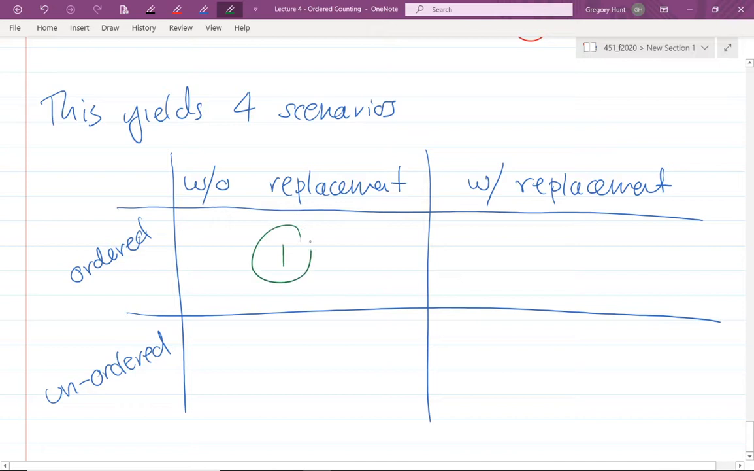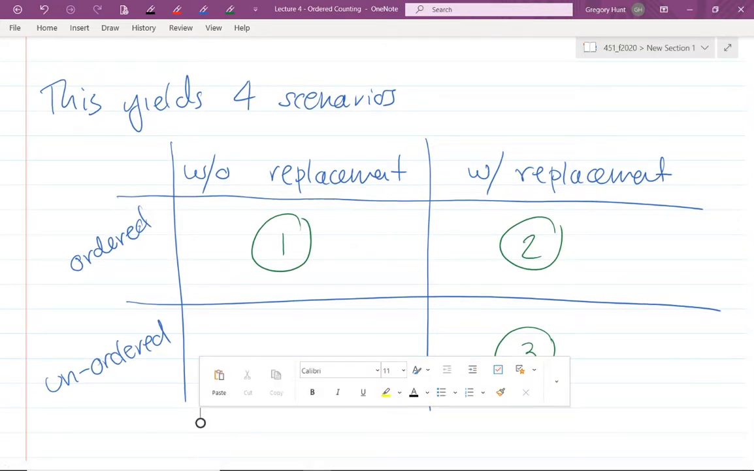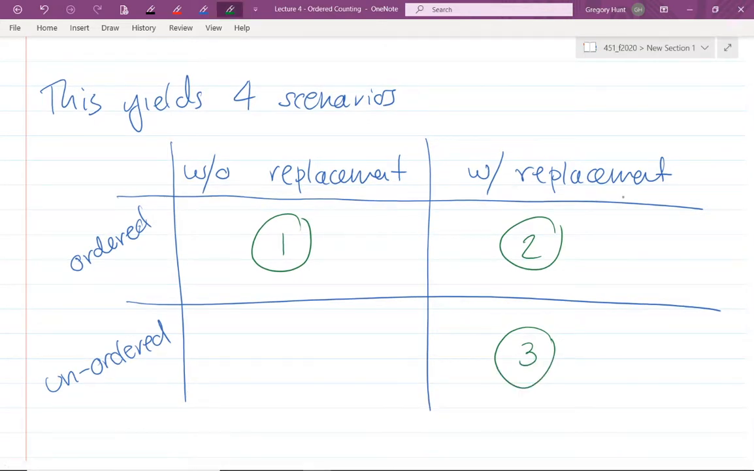So we're going to go through these. First, we're going to look at ordered counting. We're going to look at ordered without replacement first, then we're going to look at ordered with replacement. That will go through today's lecture. In the next lecture, we are going to consider unordered counting, in unordered sampling schemes with replacement or without replacement.